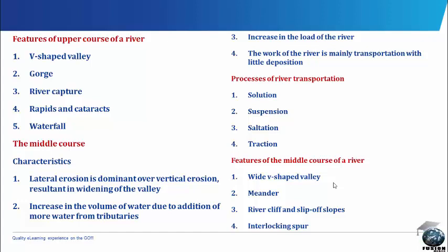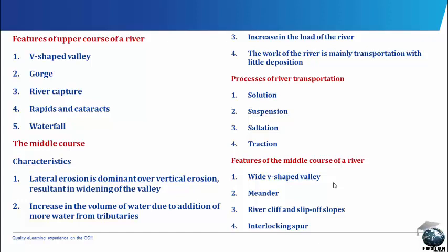Features of upper course of a river. 1. The V-shaped valley. 2. The gorge. 3. The river capture. 4. Rapids and cataracts. 5. Waterfall. The V-shaped valley is formed as a result of vertical erosion of the river. The gorge is formed due to the deepening and narrowing of the river as a result of vertical erosion.